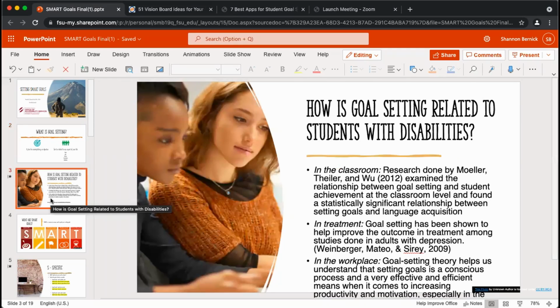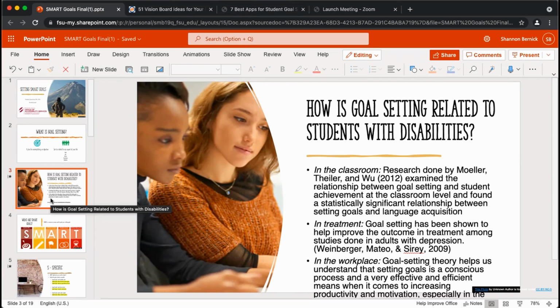So I always like to start with a conversation about how goal setting is related to students with disabilities. So first off, we're going to talk about in the classroom. There was some research done back in 2012 that studied students who were trying to acquire a new language. And they showed that students who set goals throughout that process of language acquisition were actually more successful in learning the new language than students who had not set goals related to language acquisition.